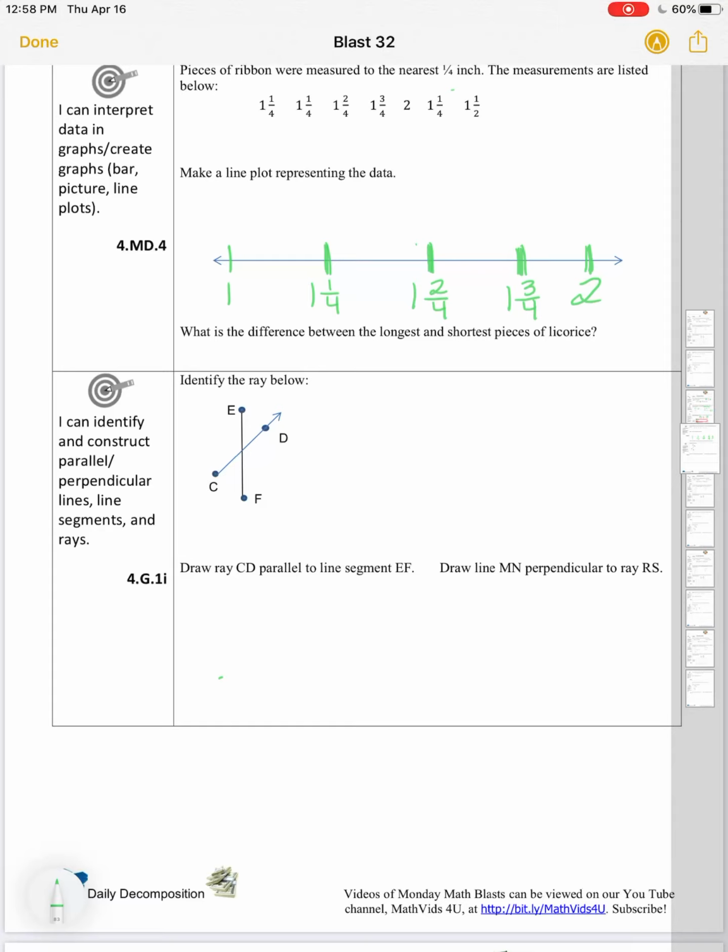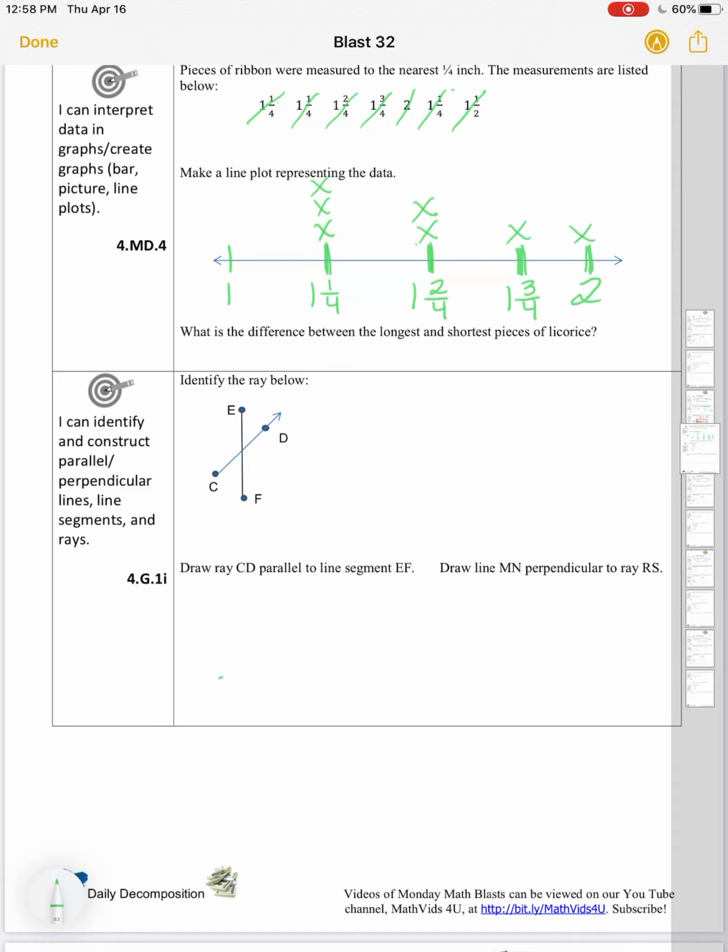And now I'm going to go ahead and plot each number. I have 1 and 1/4, 1 and 1/4, 1 and 2/4, 1 and 3/4, 2, 1 and 1/4, and 1 and 1/2, which I said was the same thing as 1 and 2/4. Notice an organizational strategy I used there was to cross the number off once I had plotted it.